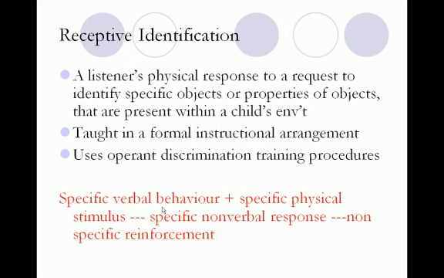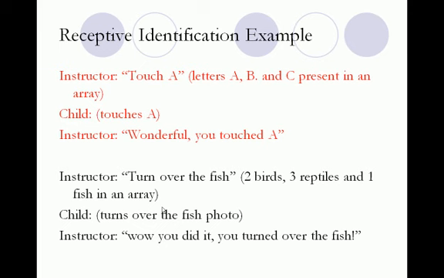Okay, so this is where they're identifying a specific item. It's a receptive identification. Touch A. Letters A, B, and C are present in an array. The child touches A. Wonderful, you touched A. Turn over the fish. Child turns over the fish photo. Wow, you did it. You turned over the fish. Great job.